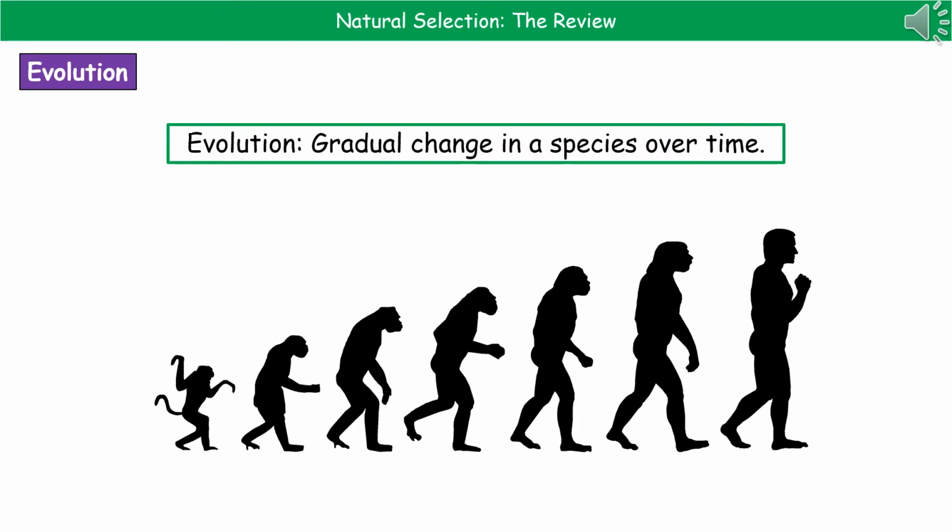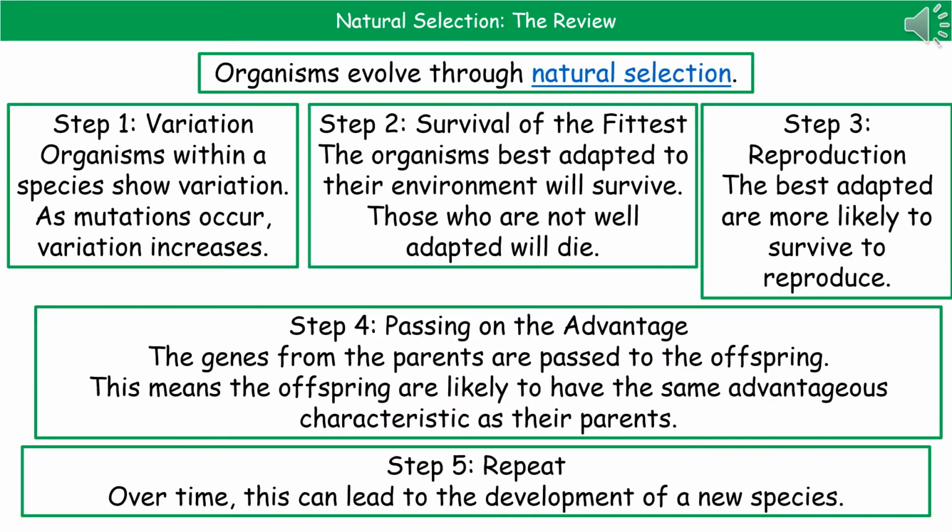In today's Biology Blast, we're going to be looking at natural selection and evolution. First thing we need to know is that evolution is a gradual change in a species over time. So this is something that takes a long time to actually occur. The way that organisms actually evolve is through the process of natural selection. And there are 5 key steps we need to remember for this.